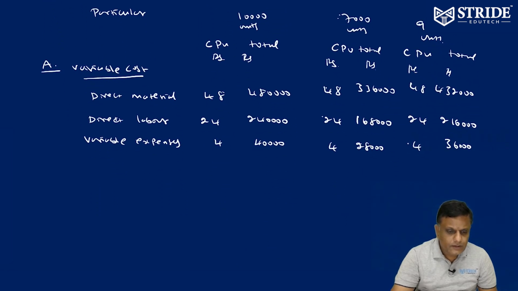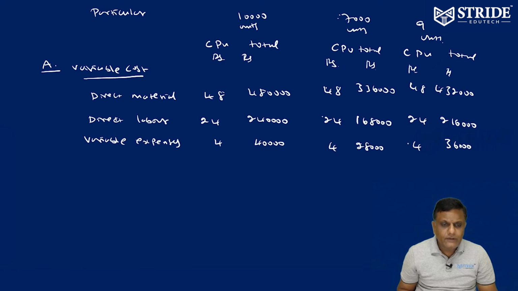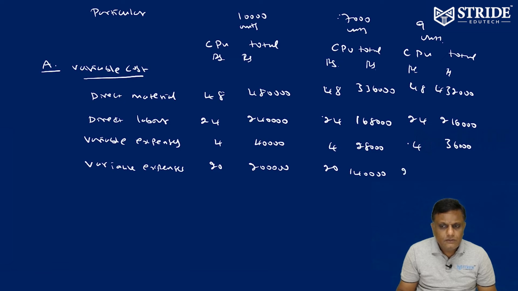Right. Now, fixed overhead is given. Later on we will start with fixed overhead. Only variable we have to take now. Next, variable expenses, one more expense is given, that is equivalent to 20 per unit. So 10,000 into 20, 2 lakhs. 7,000 into 20, 1,40,000. 9,000 into 20, 1,80,000. That is the second variable expense.